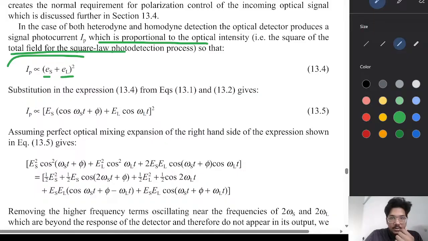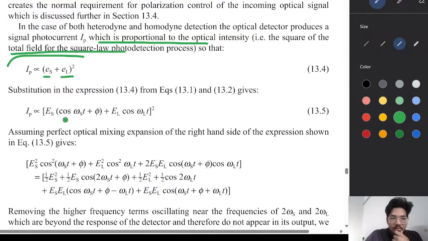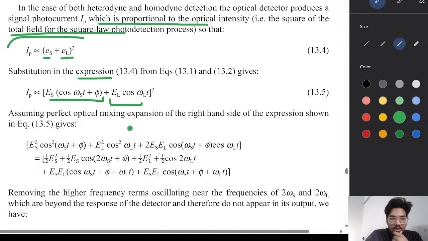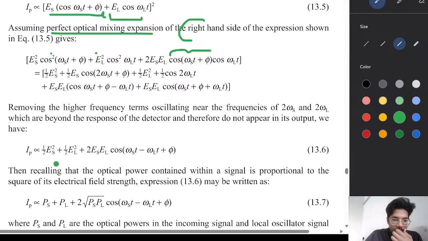Putting in the values now, by substitution of the expressions, E S cos of this and E L cos of this, squared. Assuming perfect tracking, the right hand side of the expression looks like a squared plus b squared plus 2ab. After that, the half factor appears, and finally the result will be this.